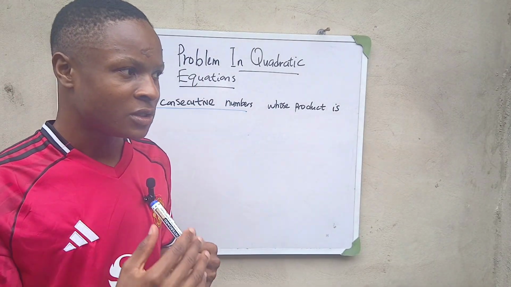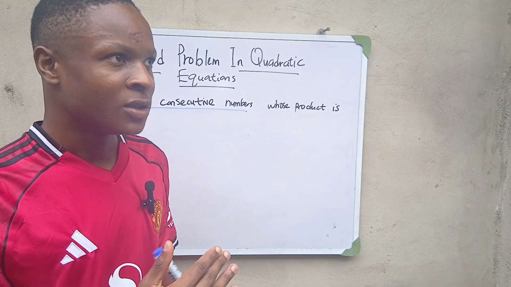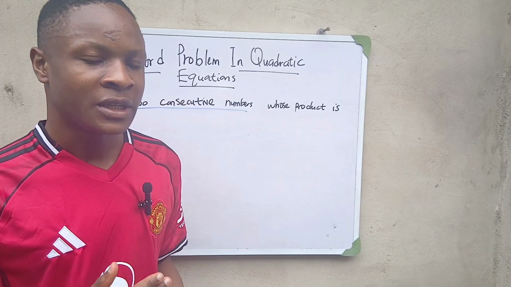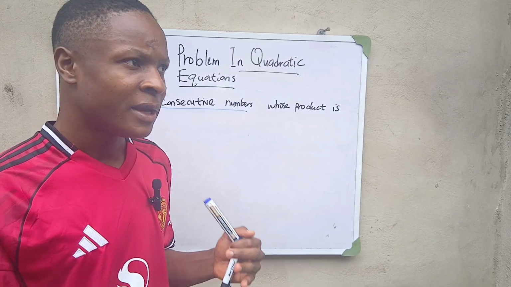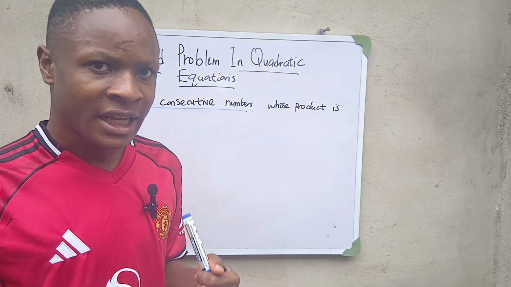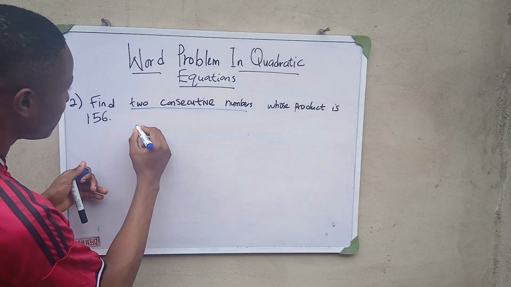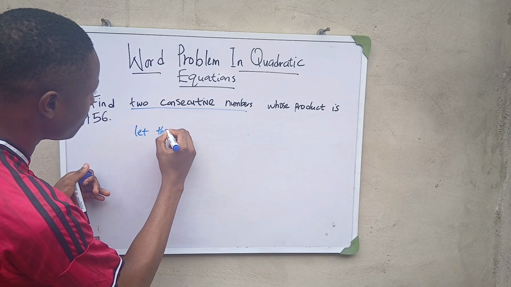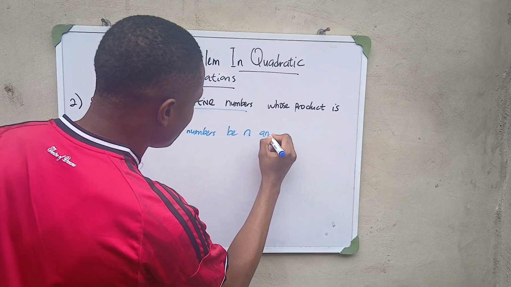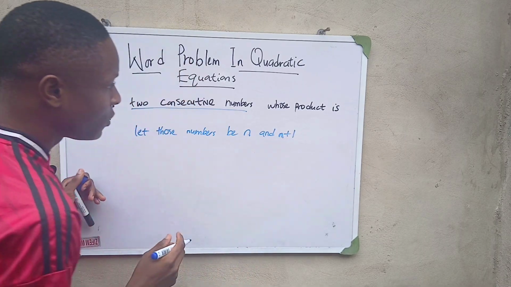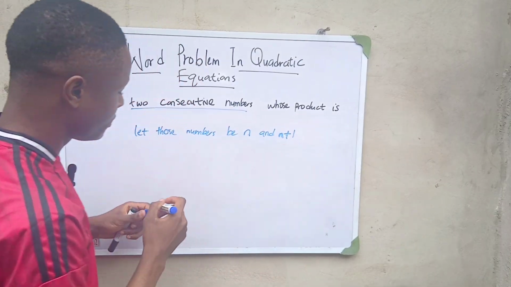When we say something is consecutive, it follows, like, it's after this is the next is this. So let's say we have Saturday, the next after Saturday is Sunday. So those are consecutive. Okay, let's say we have two, the next after two is three. So that's what we mean by consecutive. So we say two consecutive numbers. So let's say those numbers be n and n plus 1. We use n plus 1 because when we add 1 to n, we get the second number. So that's what we mean.